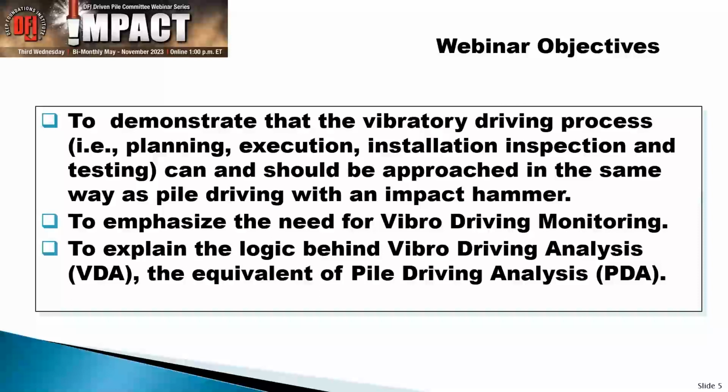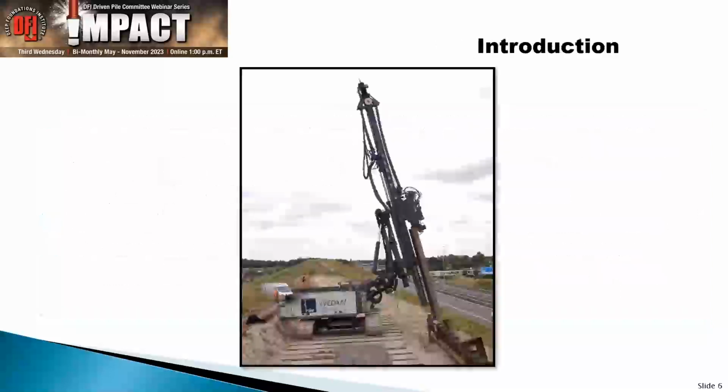Why is it that we trust high-strain dynamic testing and the analysis of that data through signal matching to come up with the capacity for a pile that was driven with an impact hammer, and why not with a vibratory hammer? It's all the same process, and hopefully I can expand on that.